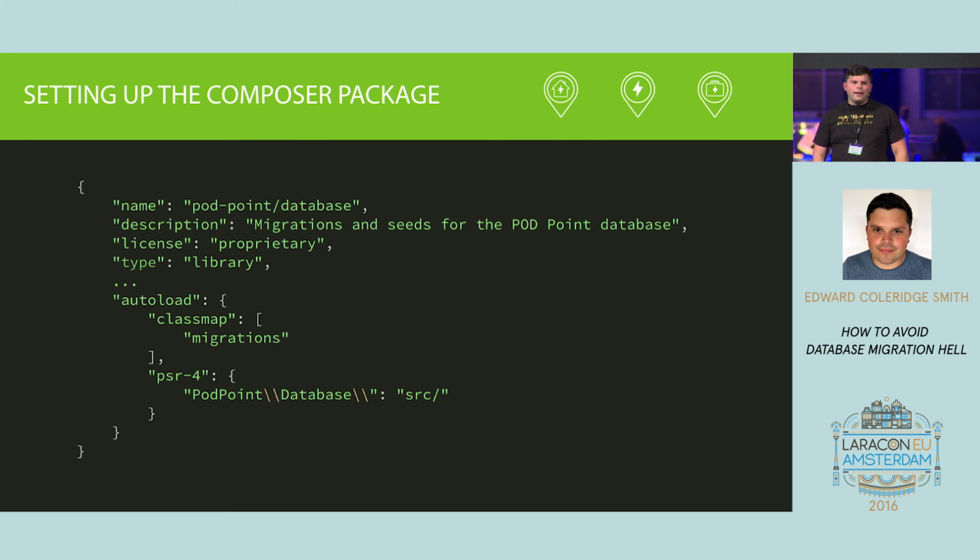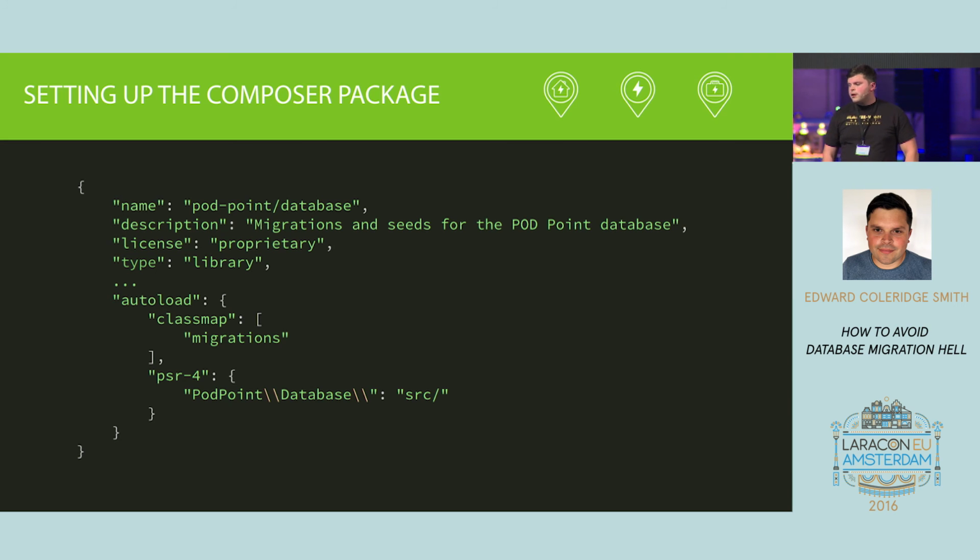And this is what the composer.json file would look like in your database package. So we've given it a name, PodPoint database, and it is a type library. There are many more things in there. You probably need some dependencies and dev dependencies and stuff. But actually what we're interested in at the moment is the auto-loading.